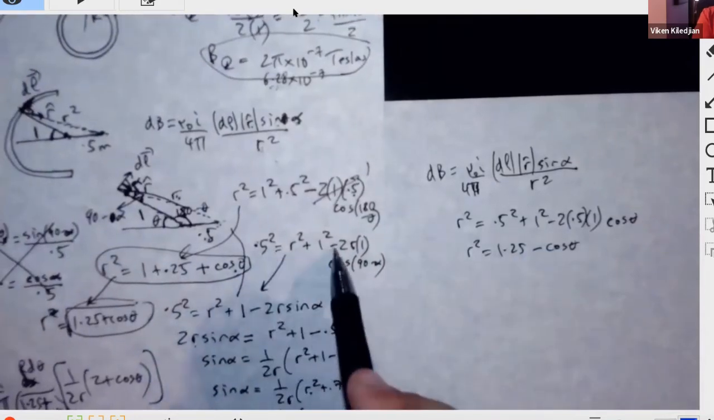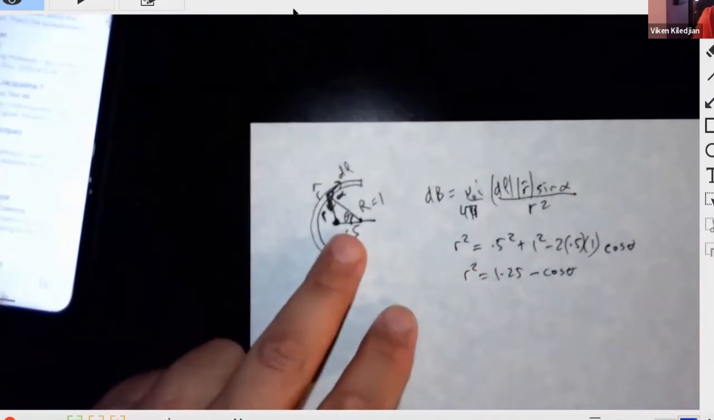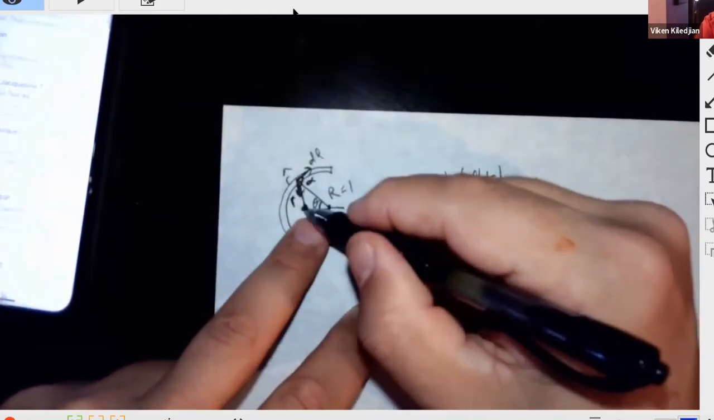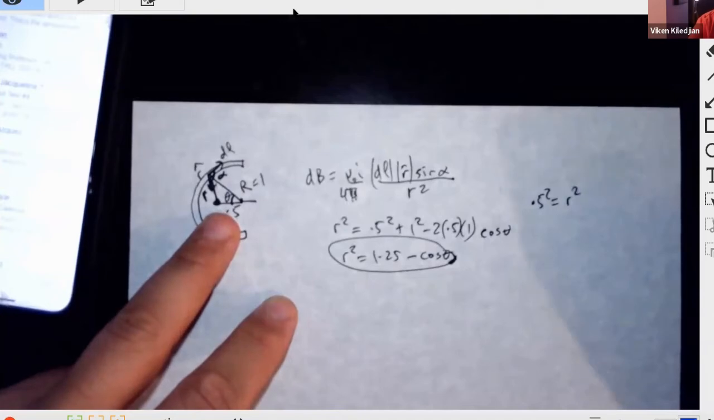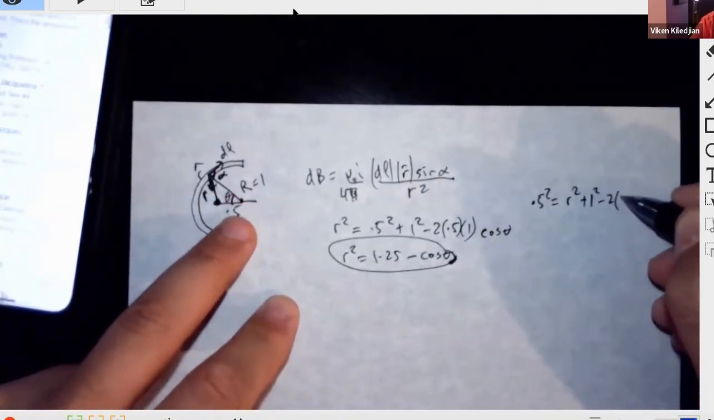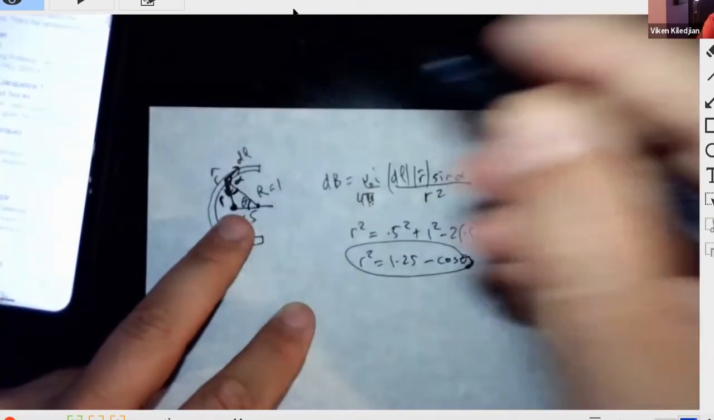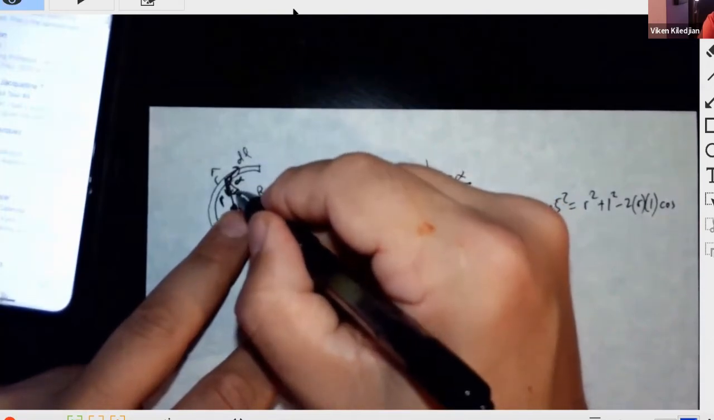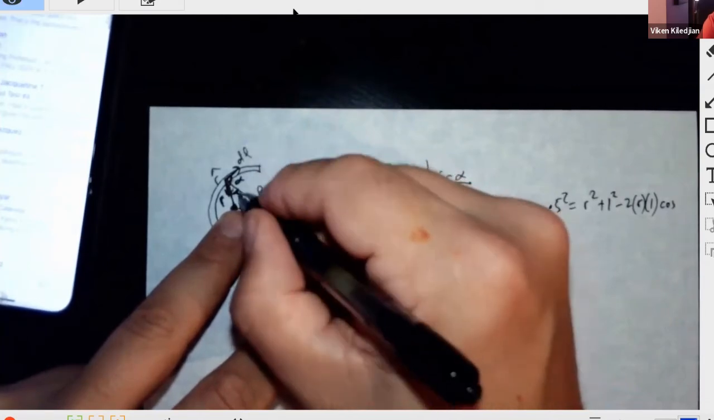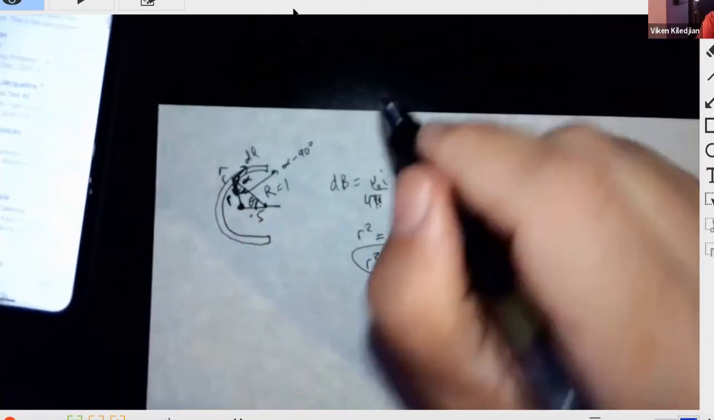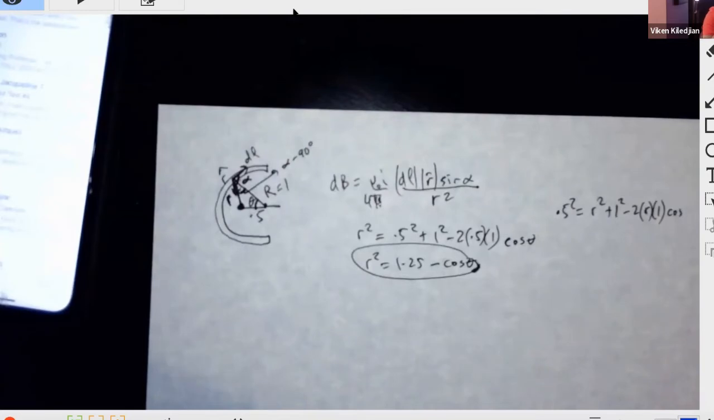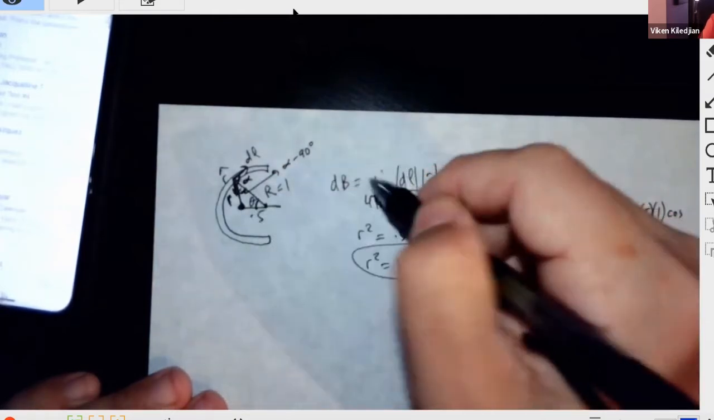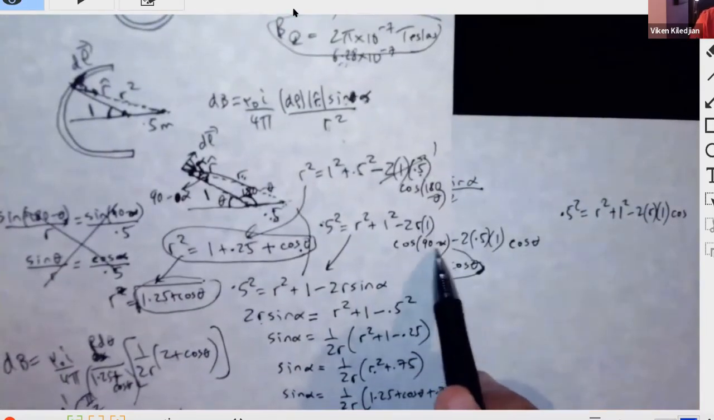But now let's apply the law of cosines again with this guy as the C. So 0.5 squared is equal to this squared plus this squared minus 2 times r times 1 times cosine of that. And then what is that angle? If the whole thing is alpha, that would be alpha minus 90 degrees. So instead of 90 minus alpha, it's alpha minus 90, because alpha is an obtuse angle.